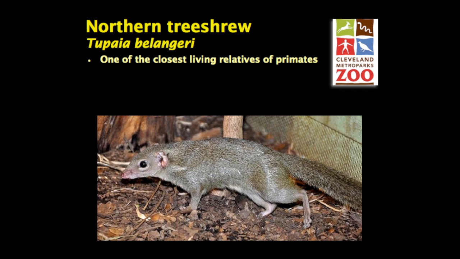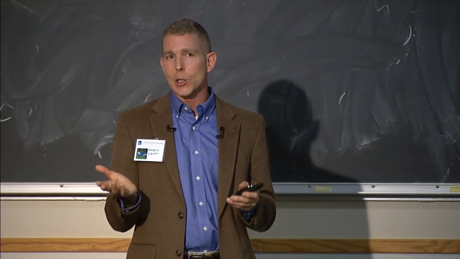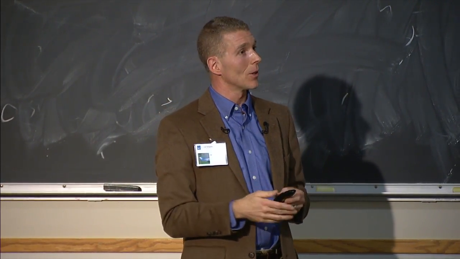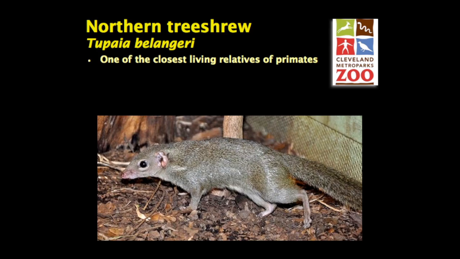And this is an unresolved question. There are primates and there are two other orders that are closest to them. These guys, tree shrews, and then colugos, which are large gliding mammals that are really cool, and you can't see any of them here in Ohio, unfortunately. But it's still not resolved which is the closer relative. But for that reason alone, you should go and check out the tree shrews. These are, I think, in the primate house, so at least they're housed appropriately.